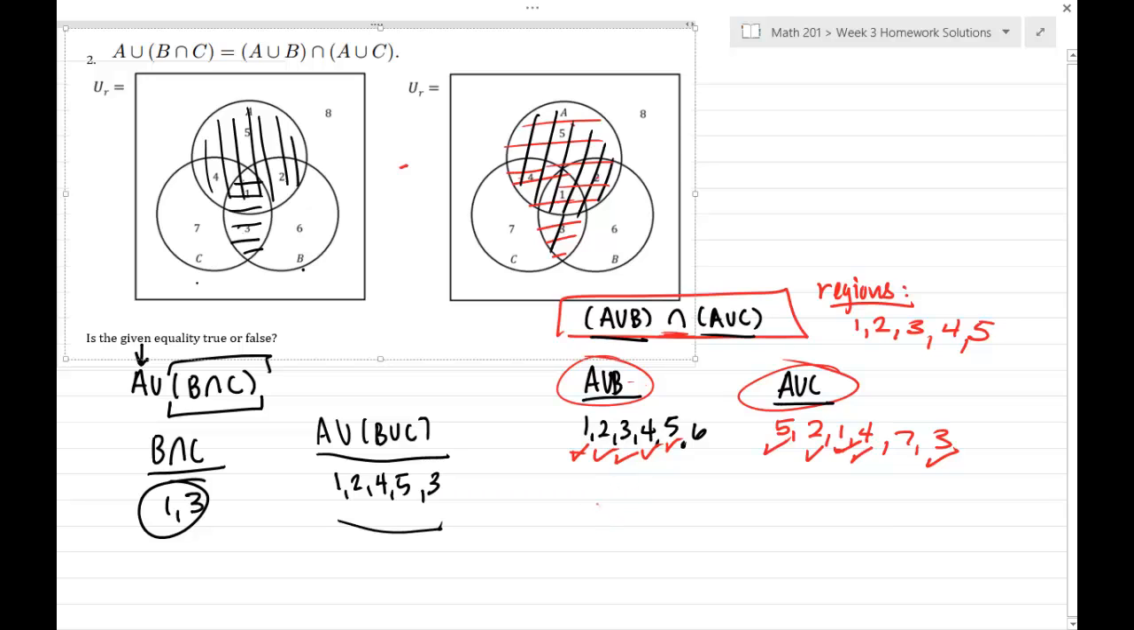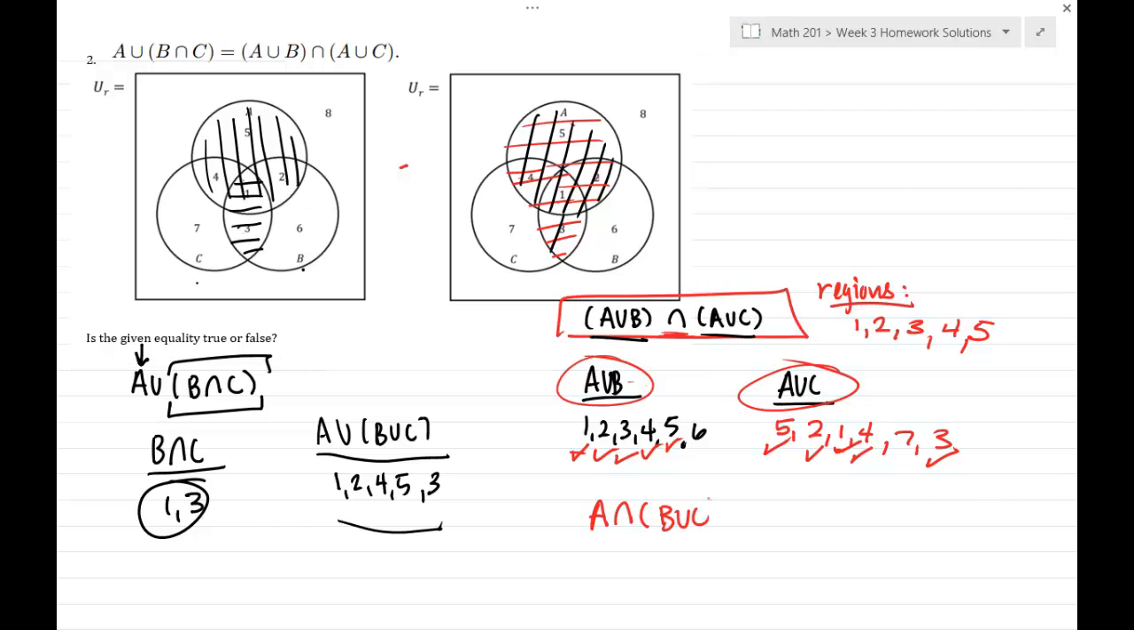And the same thing is going to work if I have A intersect B union C. I can write this as A intersect B union A intersect C. Okay, so keep that in mind. All right, let's try another one.